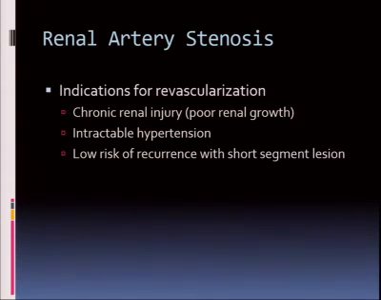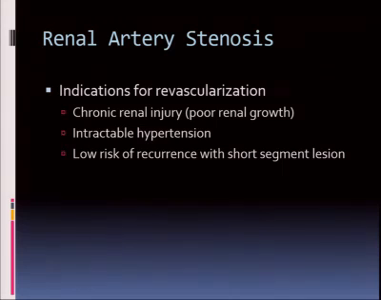Indications for revascularization. For which patients do we consult interventional radiology or vascular surgery to try to go and actually fix this defect, this lesion? So a few different indications. The first may be chronic renal injury. So if you have a kidney that is not growing, and you can see evidence of chronic renal injury from chronic hyperperfusion, those are scenarios where we usually push the interventionalist to try to correct it, to try to salvage the long-term function of that kidney.